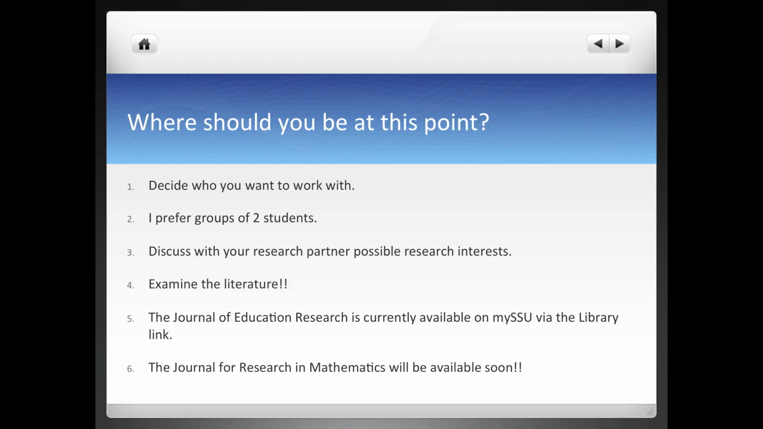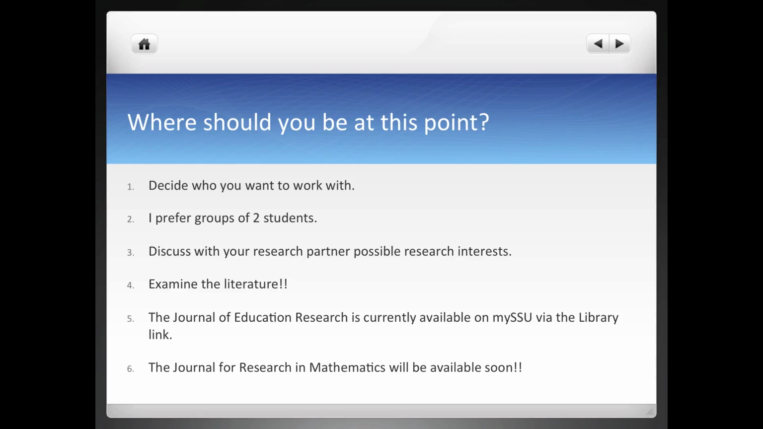Just an FYI, the Journal of Education Research is currently available in MySSU via the library link. So if you log on to MySSU, which typically has a different login, well, I know I don't use Darbro to get into MySSU. I use something else. But when you click the library link, which will be over on the left-hand side, it's going to take you to the library login page. There you will use the information that you use to log on to the computers at school.